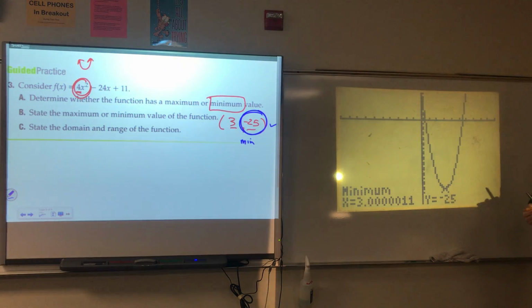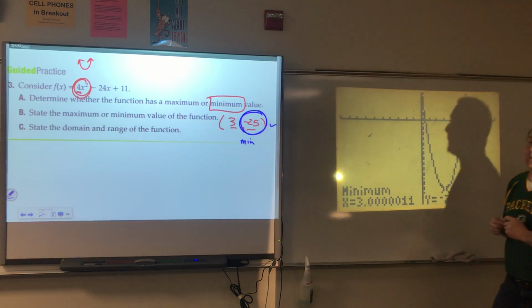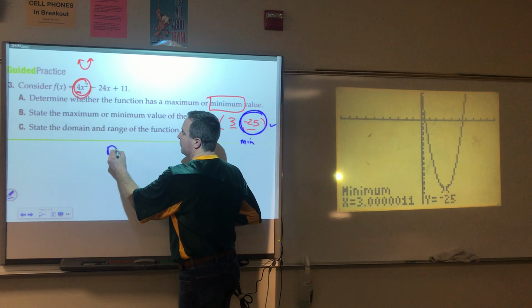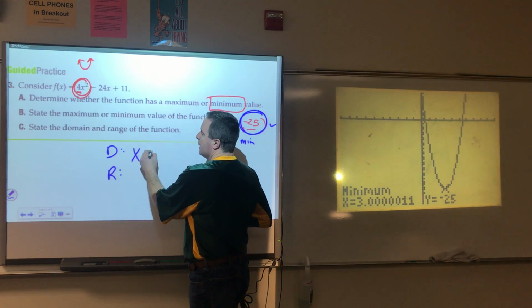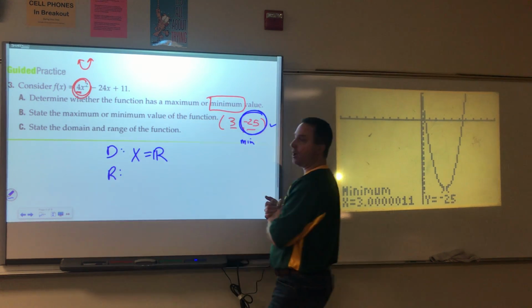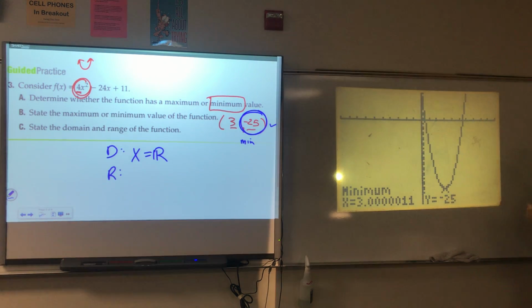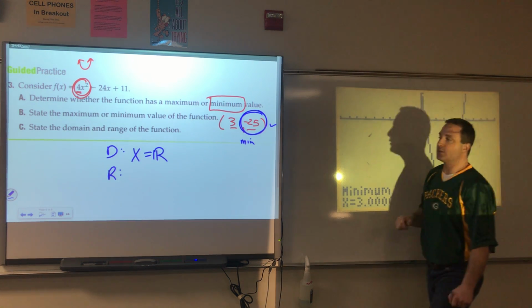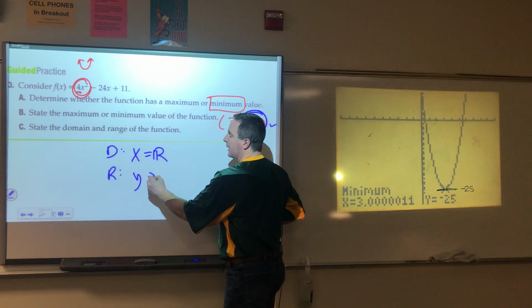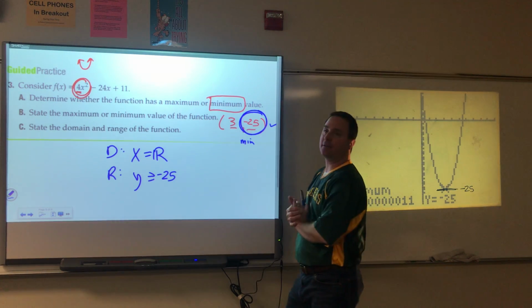Let's find that actual vertex. And then state the domain and the range. Okay? I'm just going to abbreviate here, domain and range. The domain is always x equals all real numbers. And how about the range? If we look at the graph here, this is the lowest point, and it's down there at negative 25. And the rest of the graph is everything above negative 25. So all the y values are greater than or equal to negative 25.